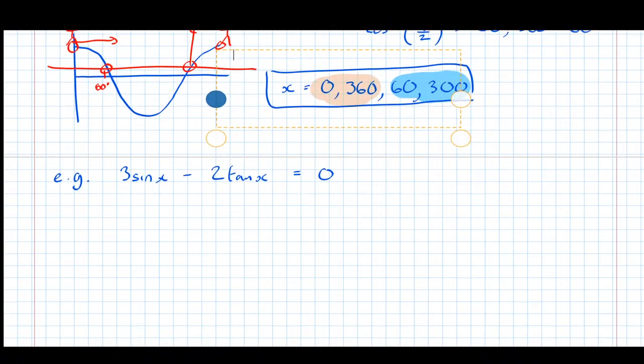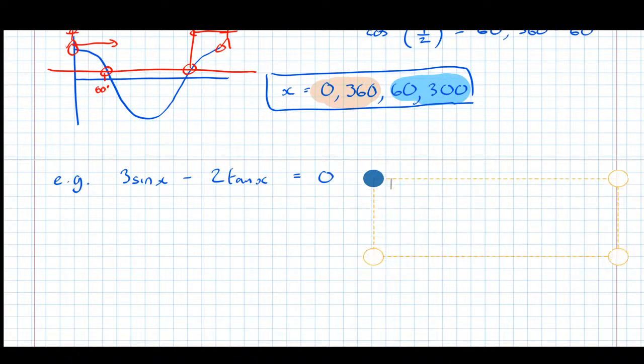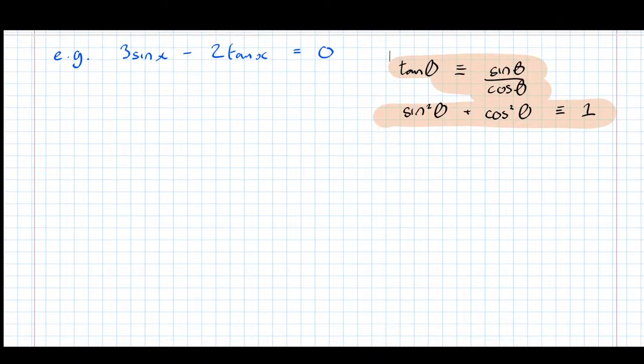So let's do 3 sine x. So starting to get more difficult now. 3 sine x minus 2 tan x equal to 0. And there's the possible equations that we can use. And we want all the solutions between 0 and 360.